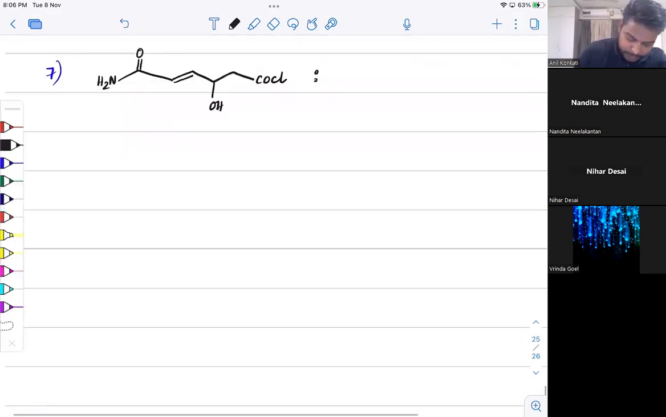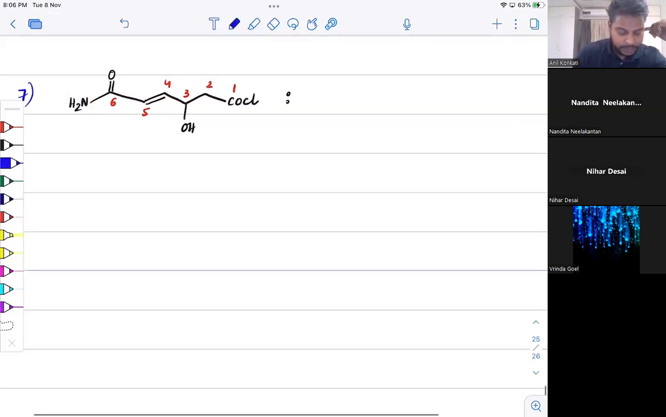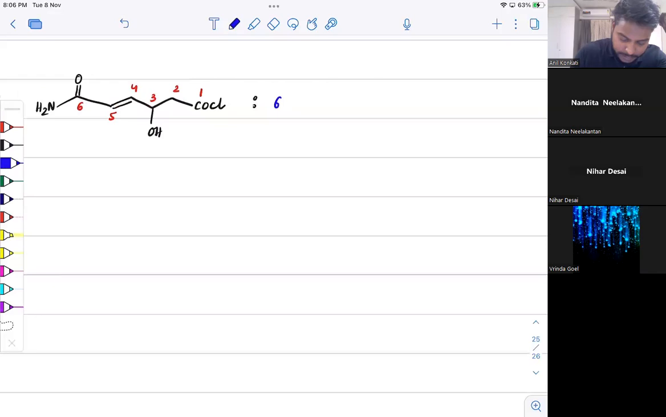Numbering must have started from here. So 1, COCl, 2, 3, 4, 5, 6. Did you count this now? Yes, sir. Yes, we can count that. Why? Because we know this has a name, oxo. And this NH2 also has a name, amino. Now we can choose that. So therefore, we have 6-amino. Sir, 3-hydroxy.